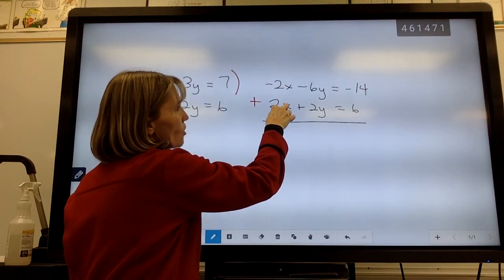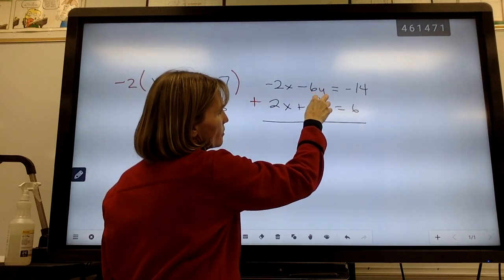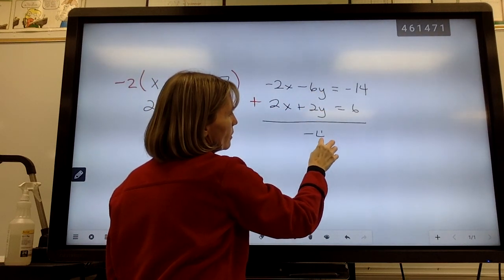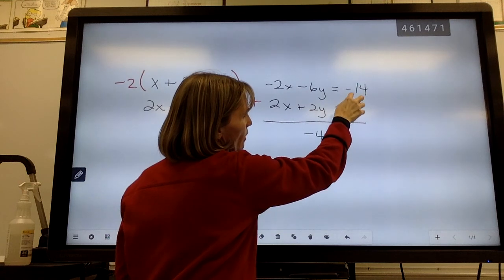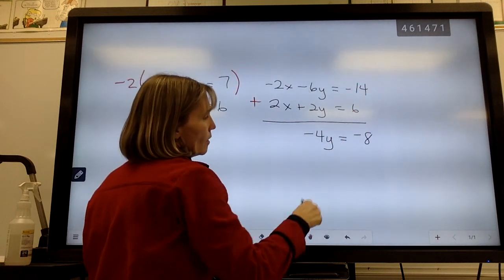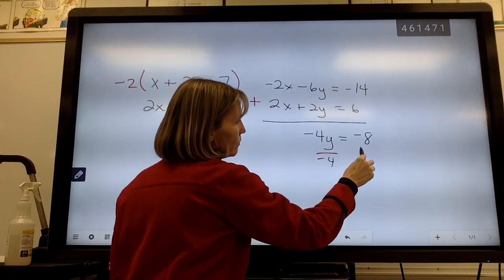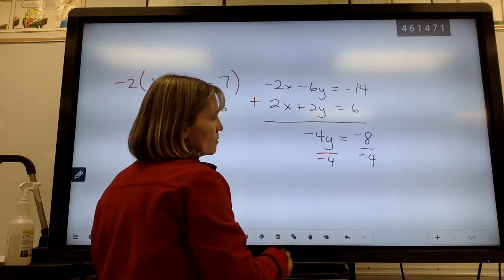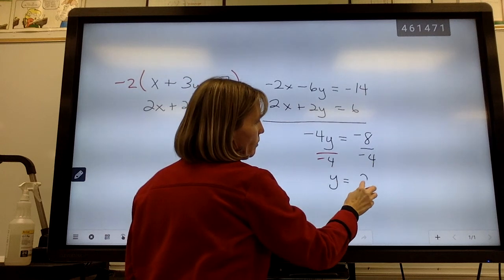So the x's will drop out. When I add a negative 6y to a positive 2y, I'm going to get a negative 4y equals negative 14 plus 6, which is a negative 8. I would divide by a negative 4. So y is equal to positive 2.